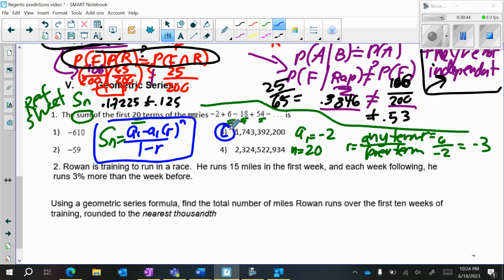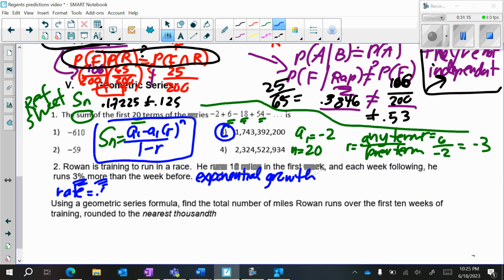Now, you may see this in the form of a word problem. If you see it as a word problem, they might give you a percent. The percent is going to have to do with the growth rate or the decay rate. In this question, Rowan was running a race, and every week he was running more than the week before. So this is called exponential growth. Remember, exponentials have to do with geometric sequences. So this is going to be exponential growth, and this is very commonly on your Regents. Exponential functions, geometric series, right?